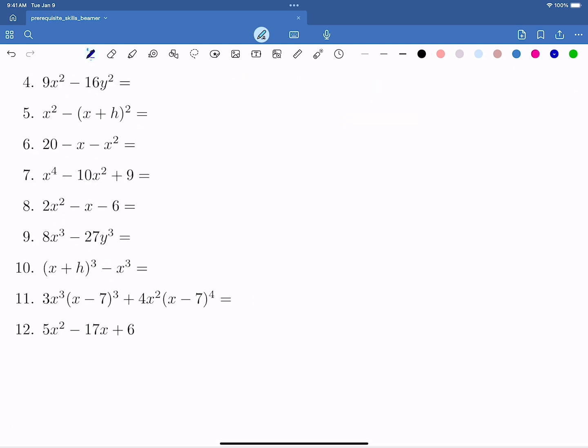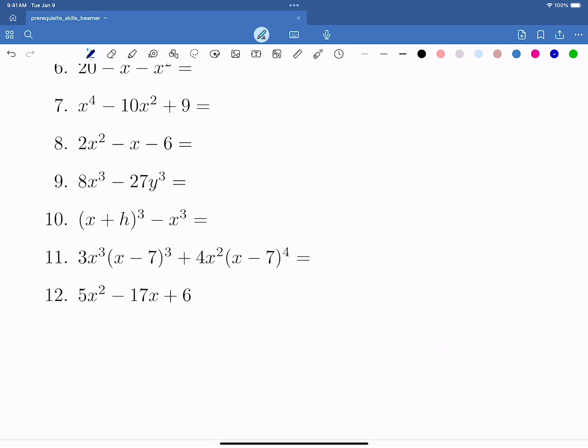Okay, next we have number 11. We're factoring. The instructions say factoring. So I'm looking at, there are two terms here. Here's the first term. Here's the second term. So I'm going to look to see what they have in common. Do they have any common factor? And then I'll factor that out.